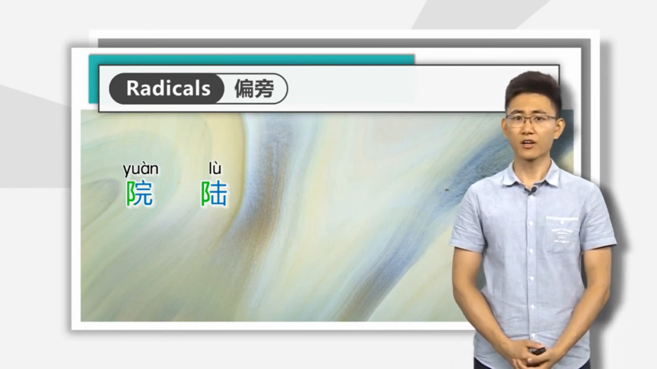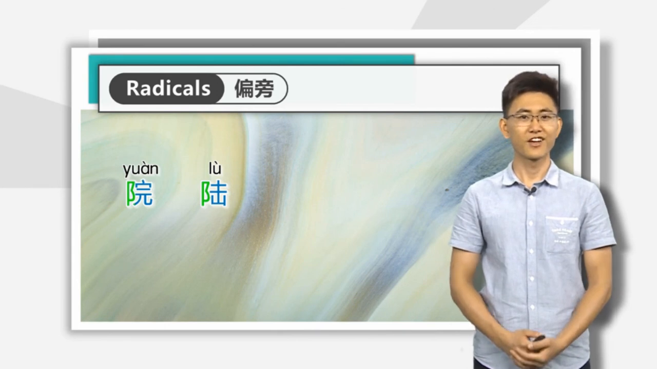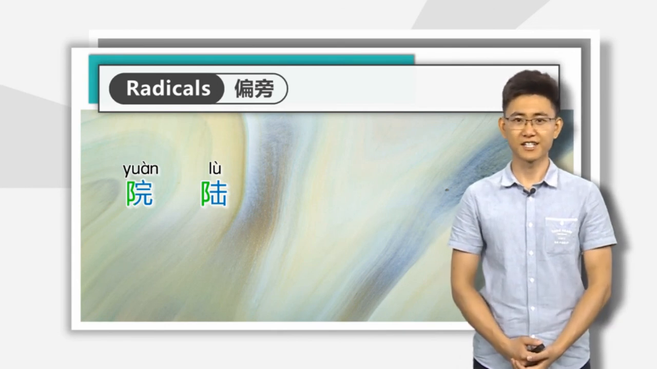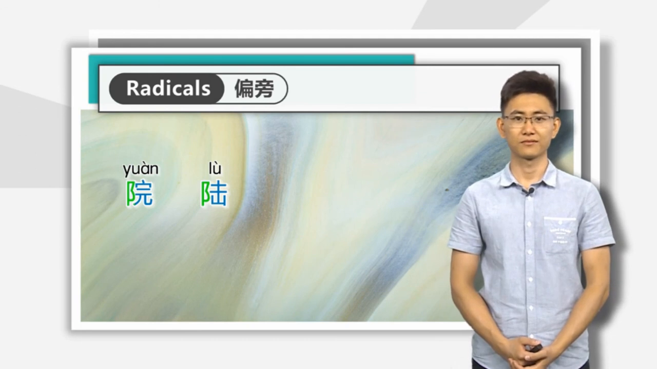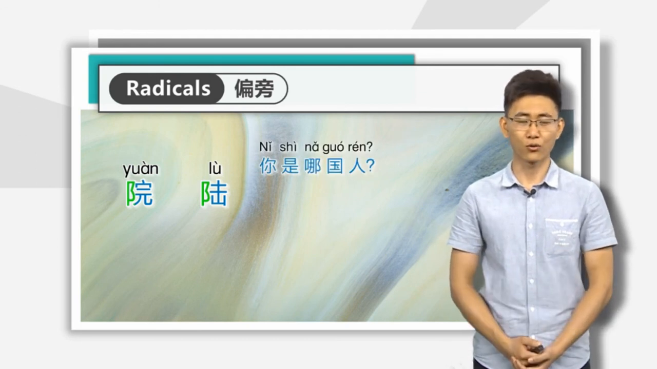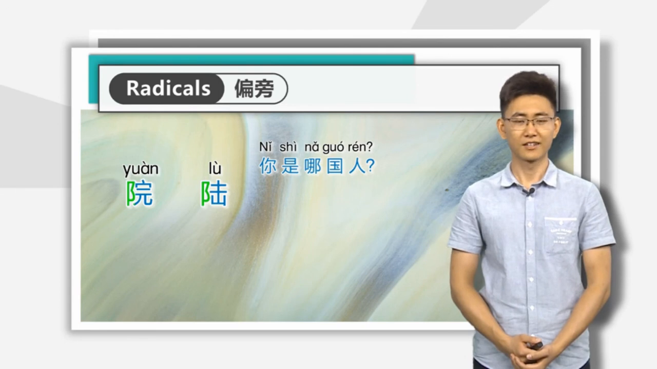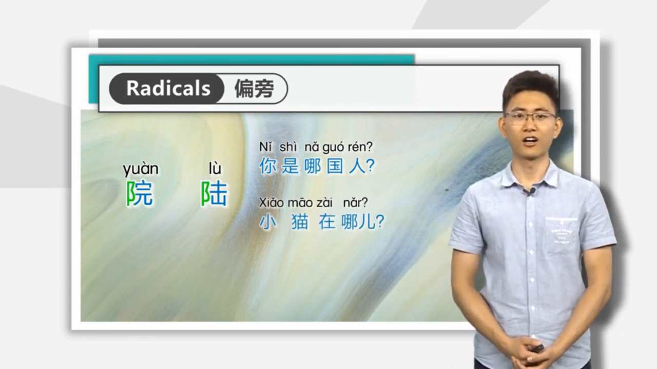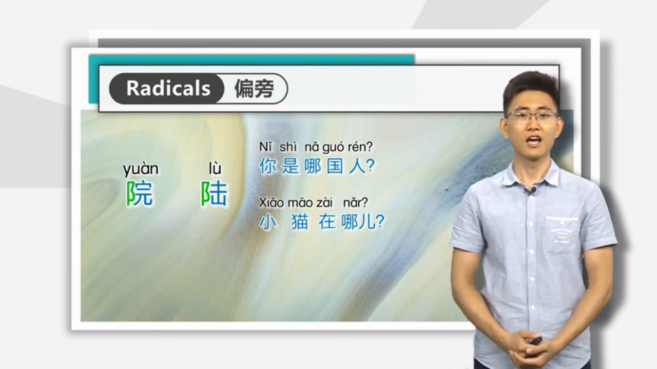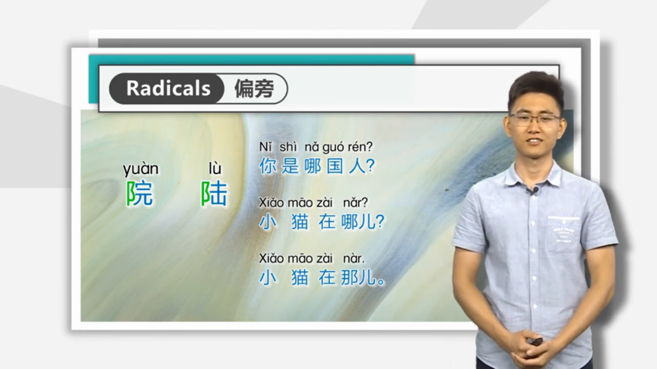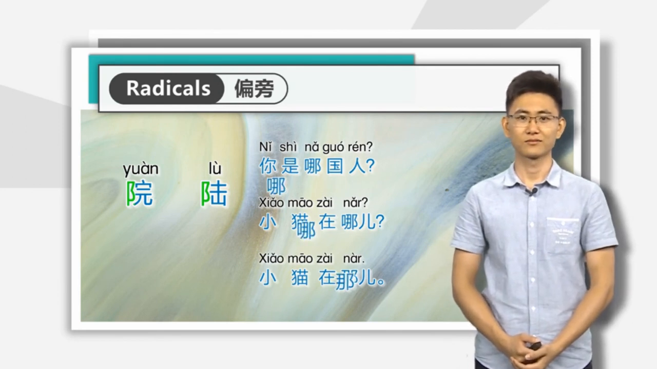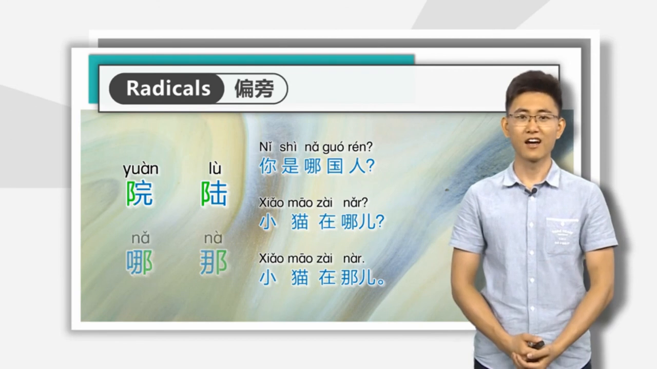Then, can it appear on the right? Think about how to ask the nationality and the location. 你是哪国人? 哪? 小猫在哪儿? 哪? 小猫在那儿? 那? As you can see, 耳刀旁 can appear on the right of a character.